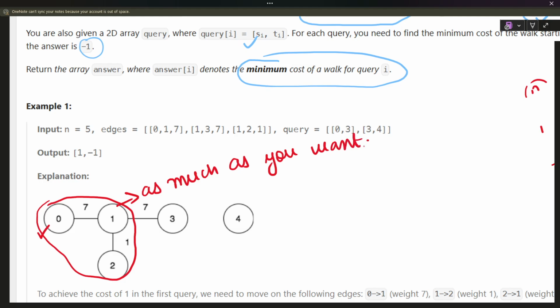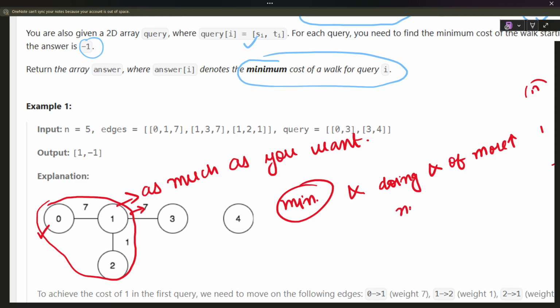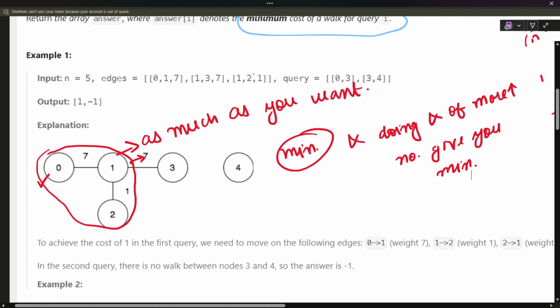The number will decrease, right? And eventually we will come here and do the AND. So if we need to find the minimum, doing the AND of more numbers gives you the minimum. So you can make a conclusion here. What conclusion? Right? What will be the conclusion?